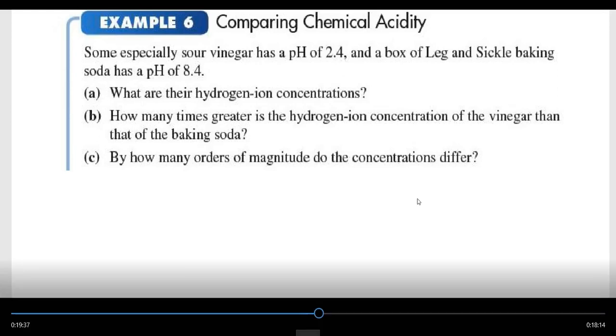It has a pH of 8.4. What are the hydrogen ion concentrations? Well, we'll do one of them here. So 2.4 equals negative log of the H plus.